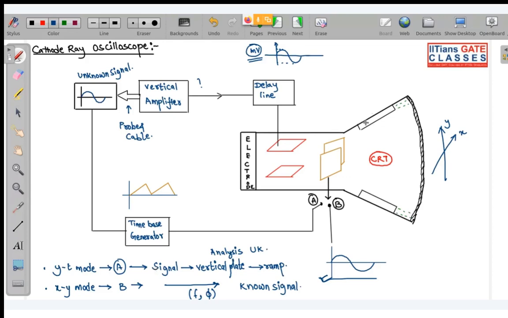Now, what is this? This is PDA, which I have shown over here. PDA, post deflecting accelerator. This is also one kind of accelerator which helps the electron to strike the screen at a greater velocity so that the luminescence is more. And here we have aquadag. Aquadag is basically a coating.